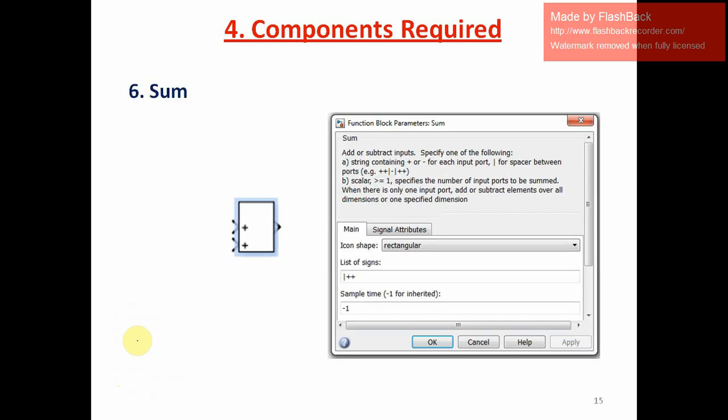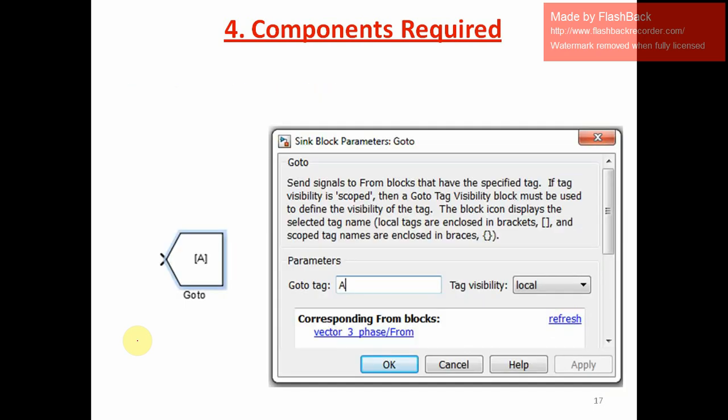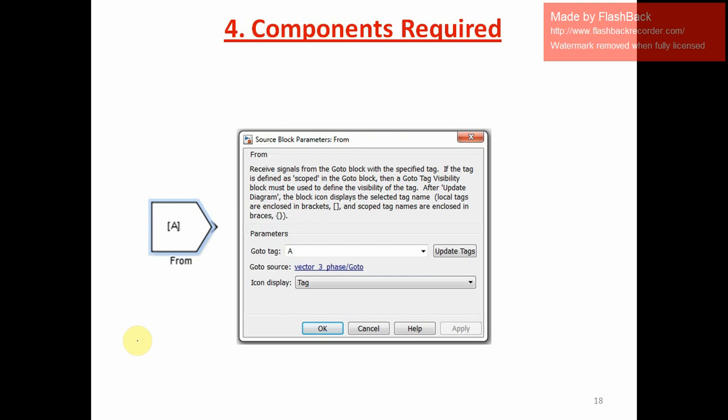So next is the sum. These are the block parameters of the summation block. Compare to constant, then Goto. This particular Goto block collects the signal, and the From block collects the signal from Goto and provides it to the next power device. So we are using this to provide the gate pulse to the IGBTs.